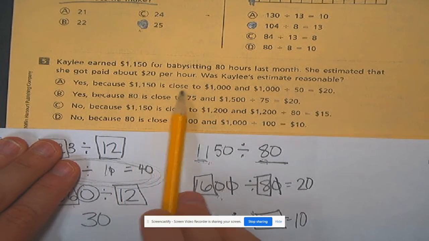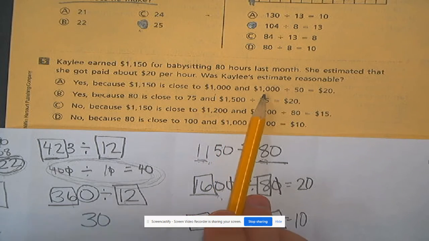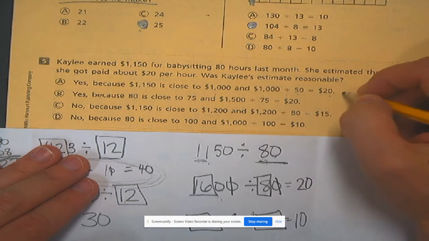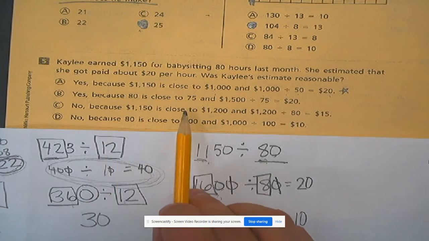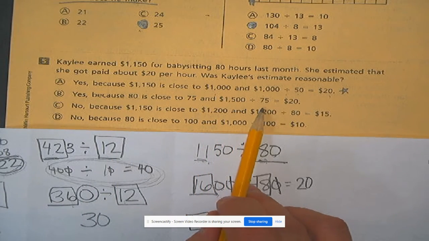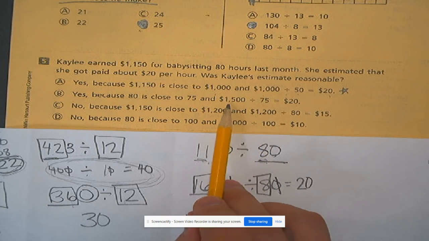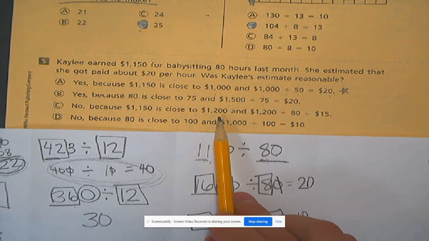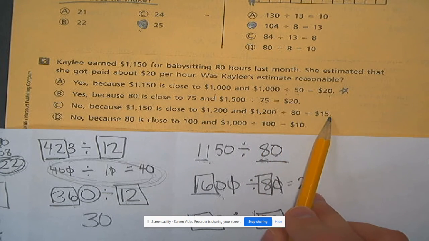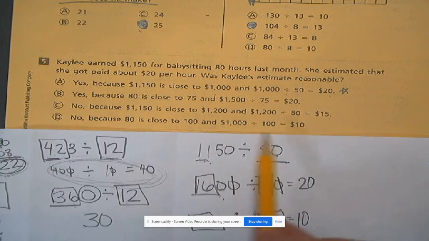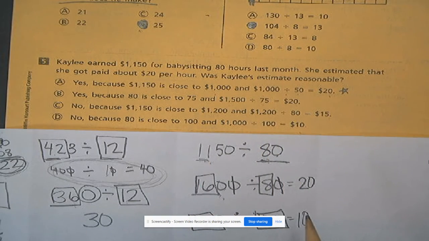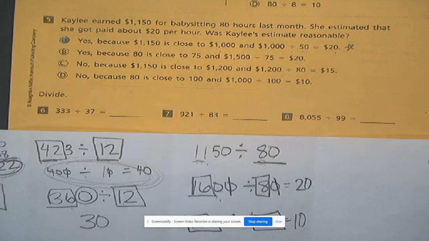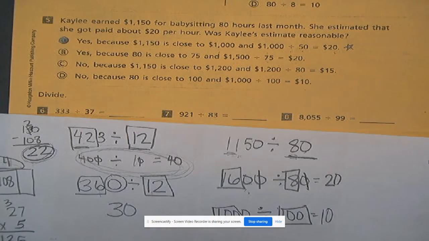Yes, because 1,150 is close to 1,000. Is that true? And 1,000 divided by 50. So they made that a 50 equals 20. That one works, right? We'll put a star by it. Yes, because 80 is close to 75 and 1,500 divided by 75 equals 20. Does that work? No. No, because 1,150 is close to 1,200, and 1,200 divided by 80 is 15. No, because 80 is close to 100, and 1,000 divided by 100 is 10. So what's our answer? A. And I'll talk to you about that tomorrow and not leave you stranded with what you need to divide by.